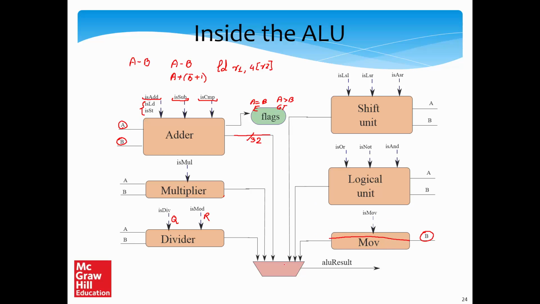So at the end we have a multiplexer which gets a lot of inputs. In this case it's getting 6 inputs. Again, this has not been shown because there would be too many arrows. But based on the control signals from the control unit, we need to choose one of them, and that becomes the ALU result.